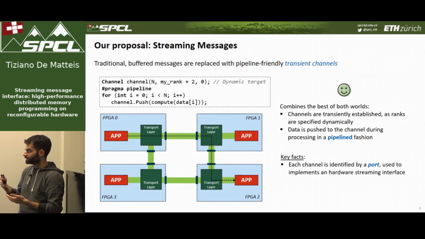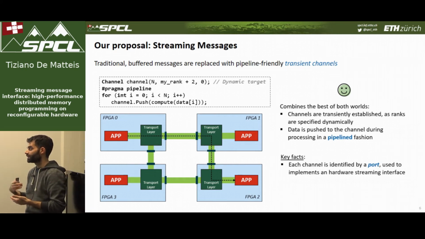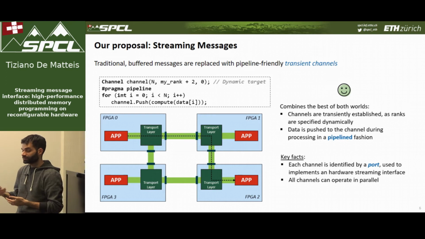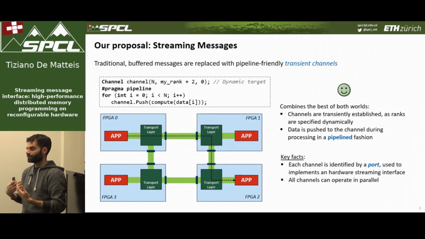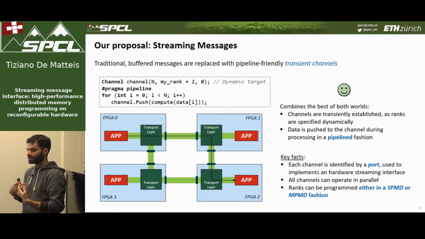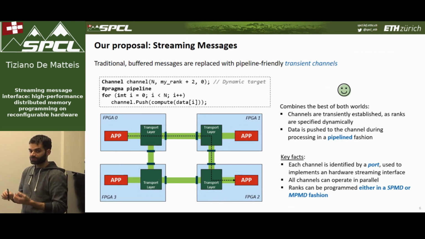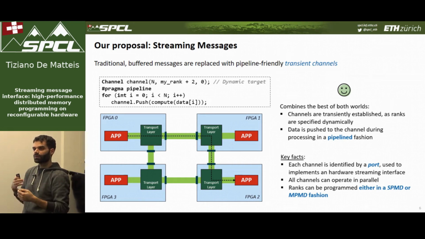So each of these channels is identified by a port, which is used to essentially lay down the proper hardware in order to allow the application to send the data or receive the data from the network. All channels, if we have multiple channels, can operate in parallel, and we can program ranks in both single program or multiple program, multiple data fashion, with the advantage in the former case that we will need just one bitstream to reprogram all the devices in the cluster.